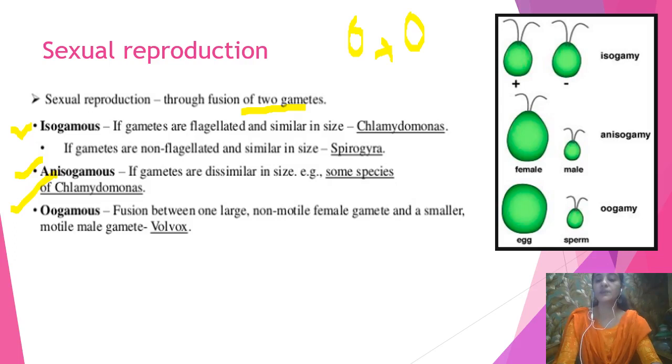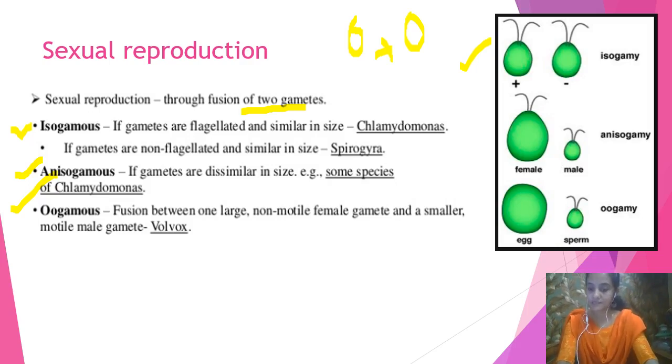See the difference. The picture itself, you can see very clearly. Iso. The word meaning of iso is similar. What is similar? The gametes are similar. Can you identify which is male and female here? I have written female and male here, but it's very difficult to identify because both of them look similar.